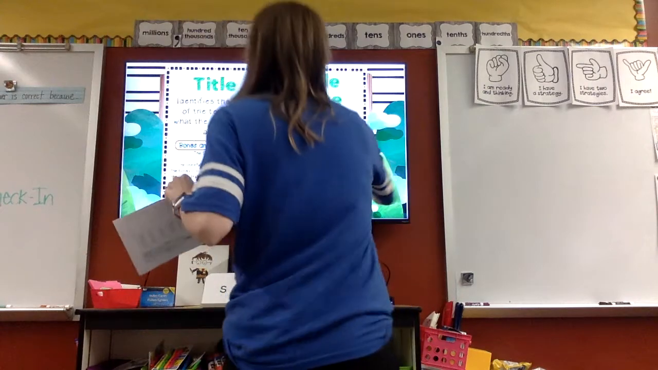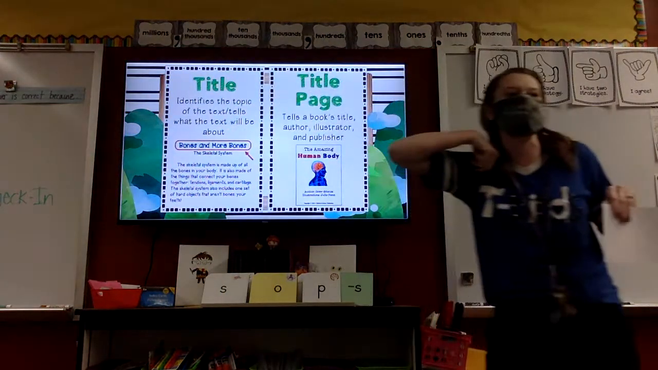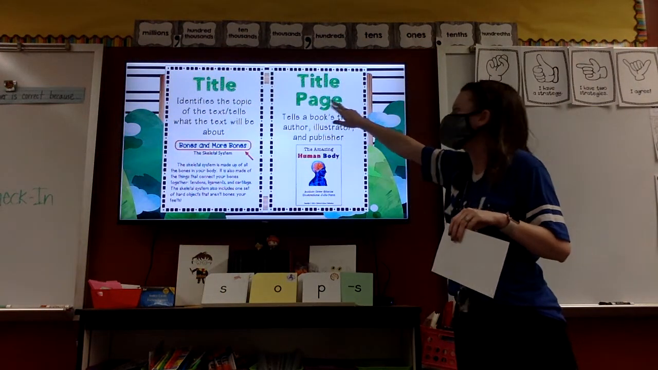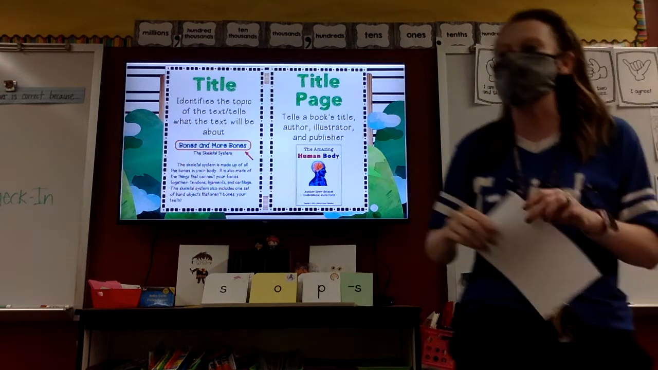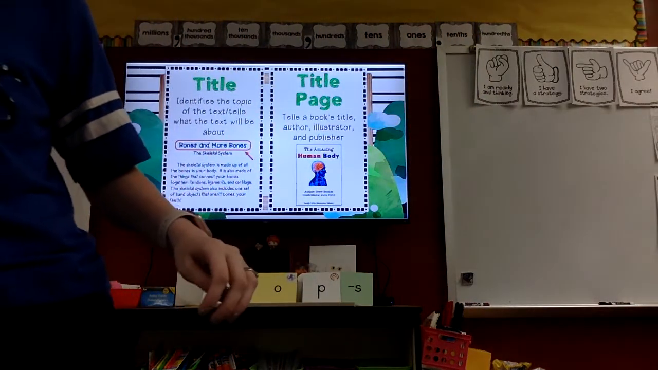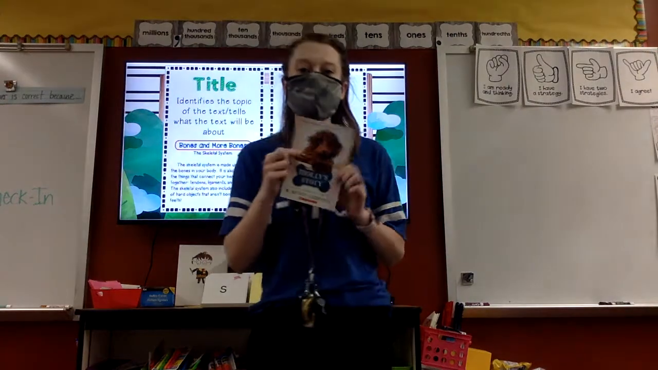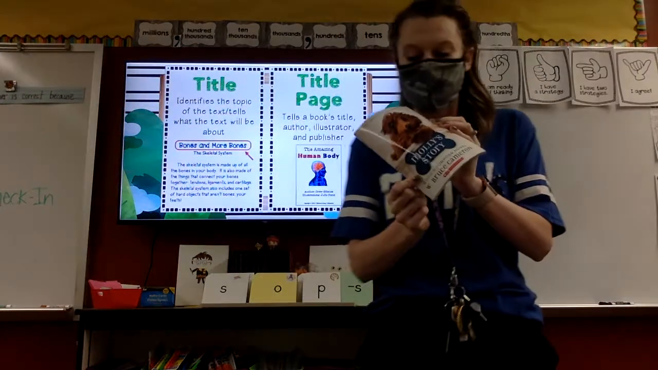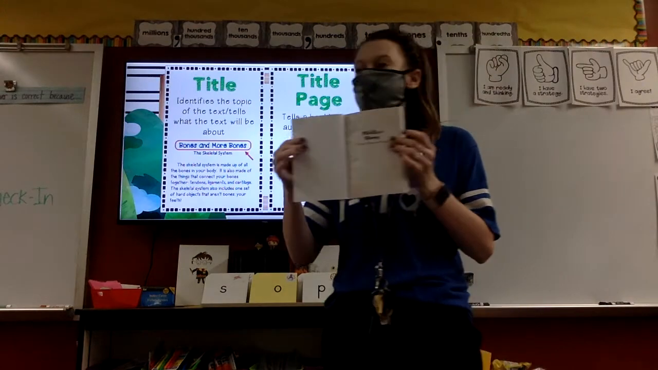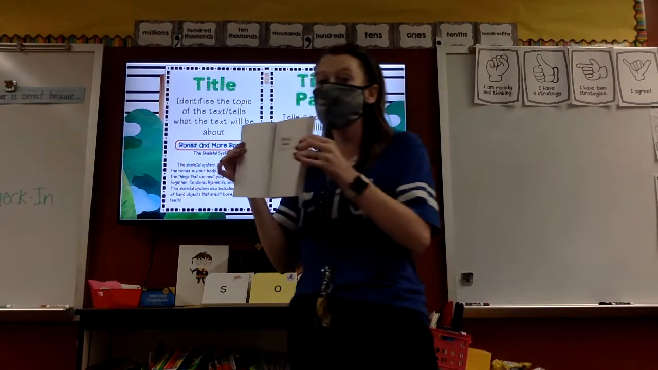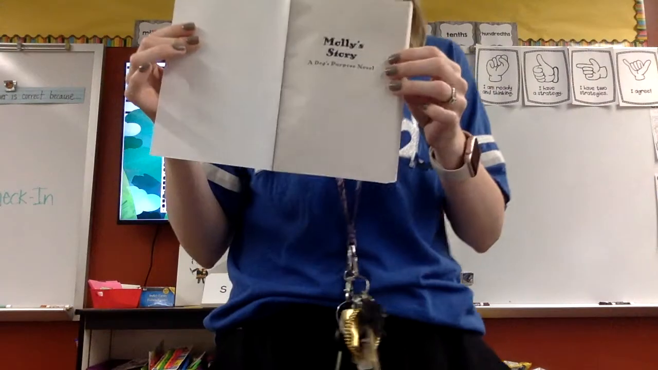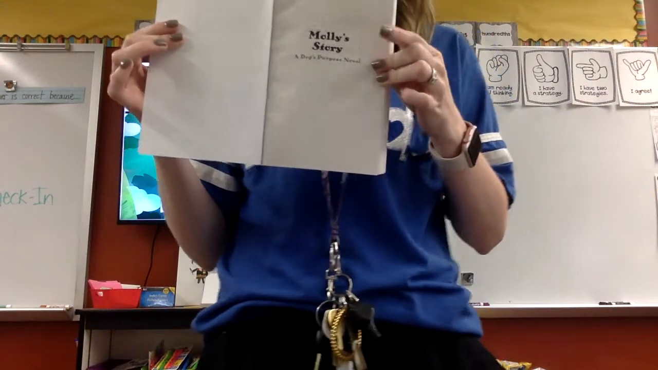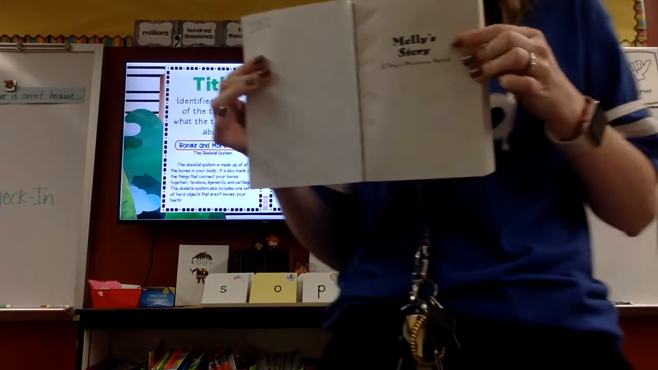The next text feature we're going to talk about is called a title page. Say that back to me. What is this? Title page. Okay, so think about when you open a book. I know that the front cover of this book, the title of this book is Molly's Story. But if I open up to the very first page, there's another little page in there that has the title on it, and we call it the title page. This has Molly's Story written on it for us.